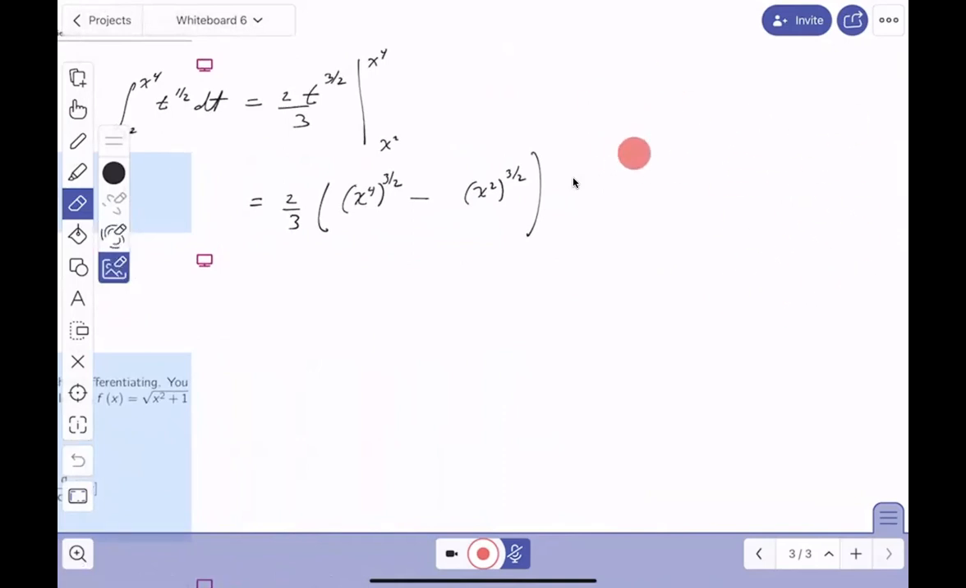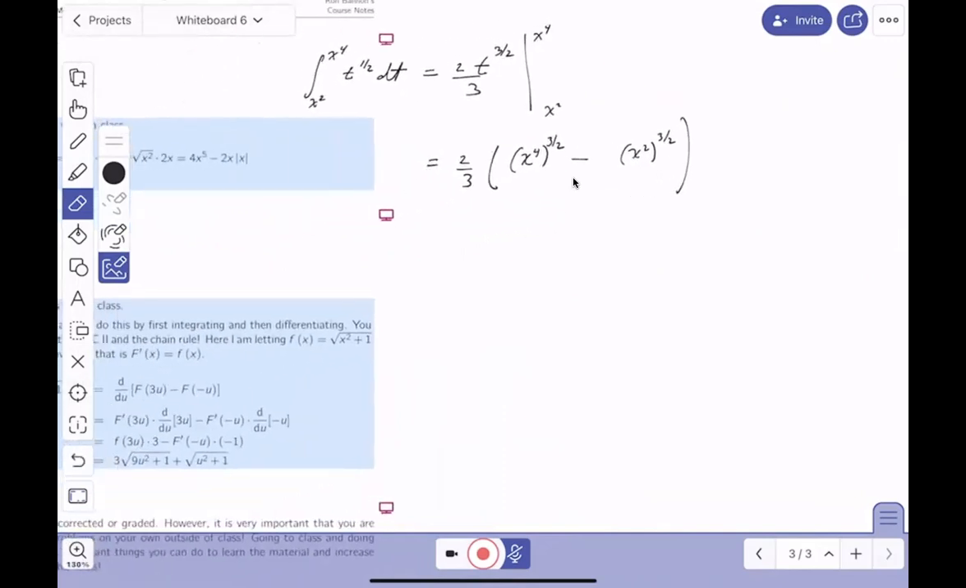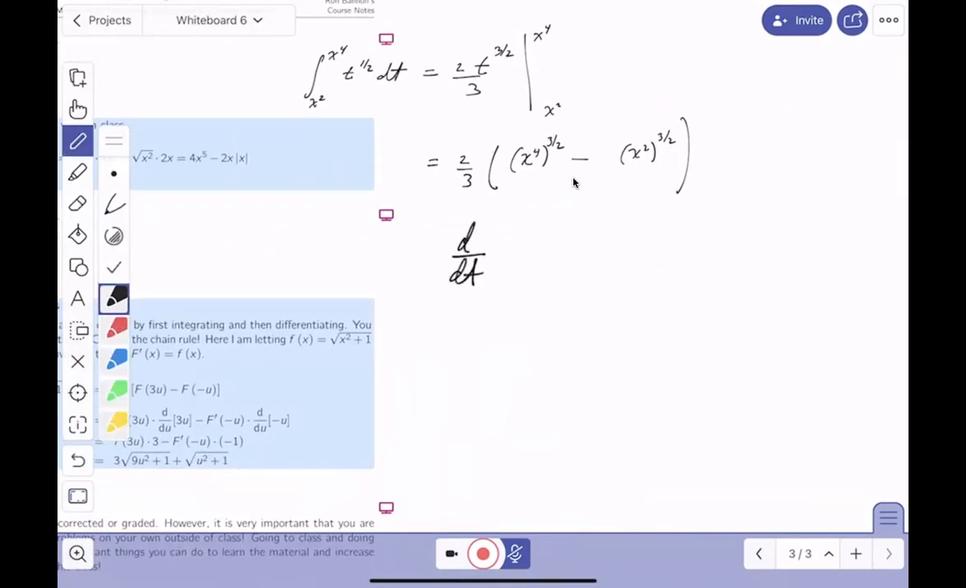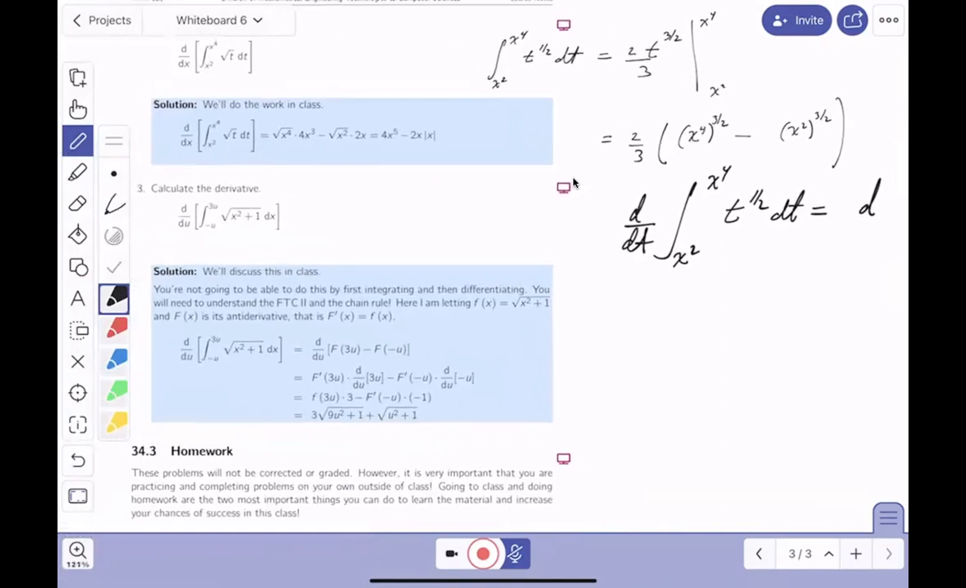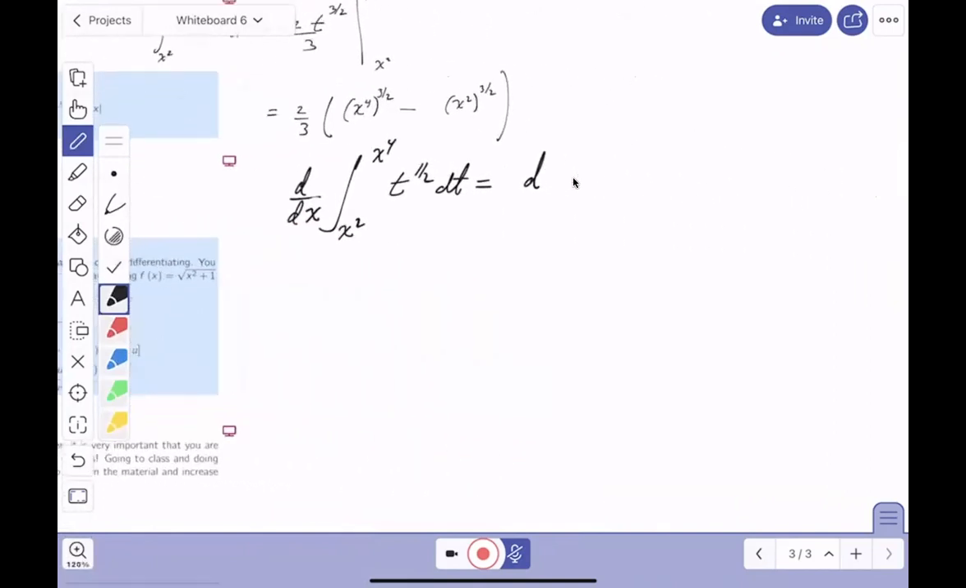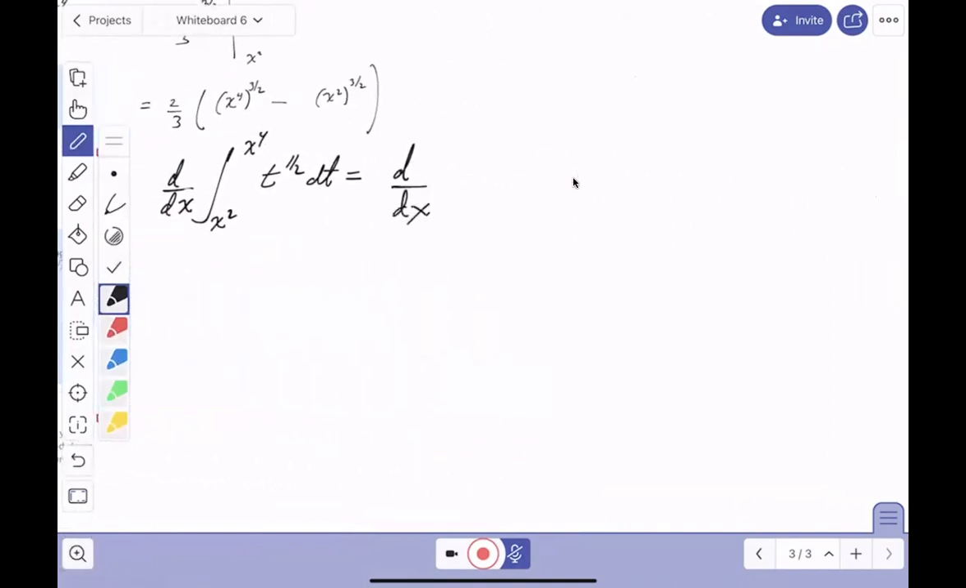We're not going to lose sight of it, though. I got to differentiate. Let's write this down. So I'm going to differentiate d dx of the integral from x squared to x^4 of t to the 1/2 dt. Well, I just did that, didn't I? I'm sorry, it's not d dt, it's d dx.